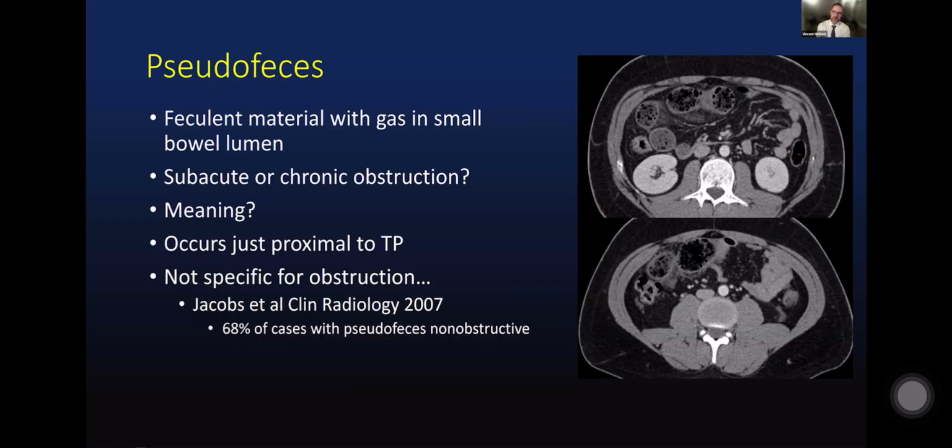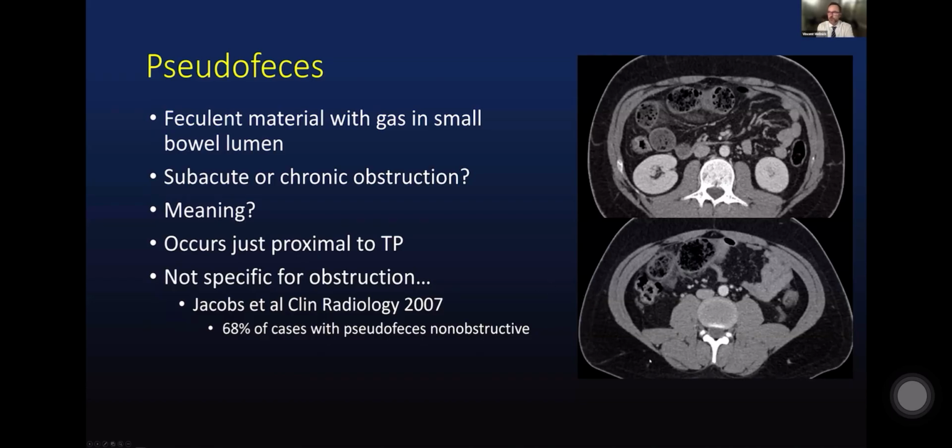Some people think that it's prognostically positive, that the body is trying to compensate for the small bowel obstruction. Other people think that it's a negative prognostic indicator. So with that sort of disagreement, we know that it's probably most meaningful in determining where the transition point is. However, it's not specific for obstruction.